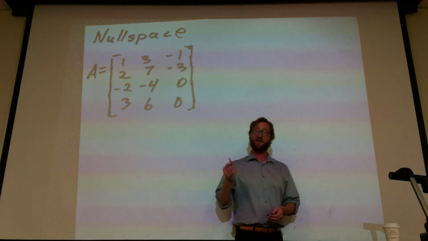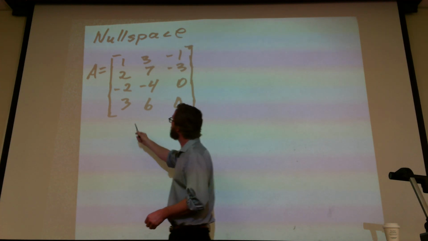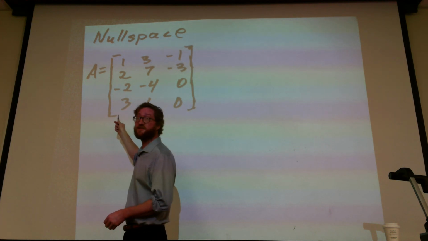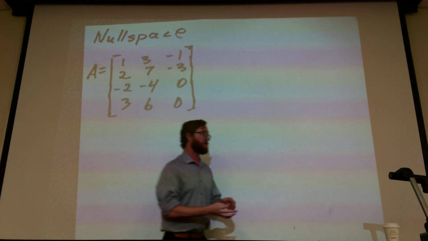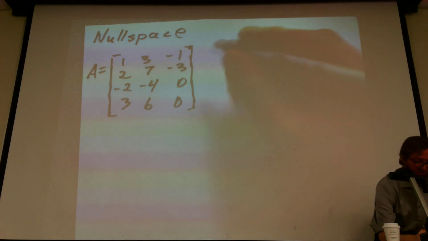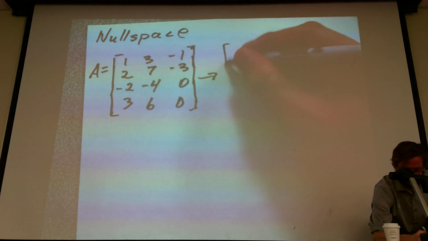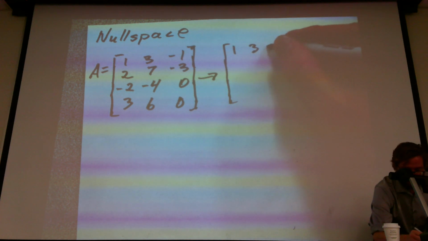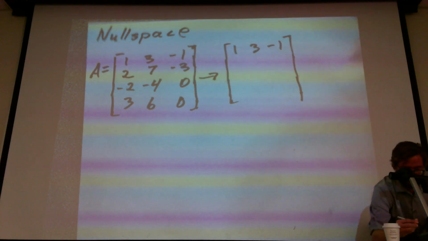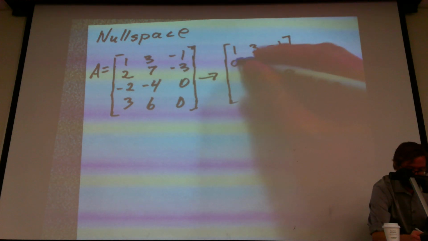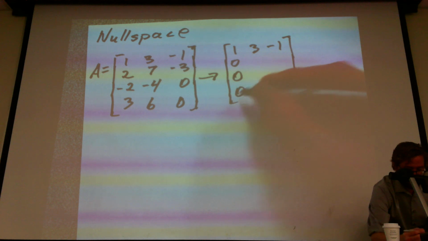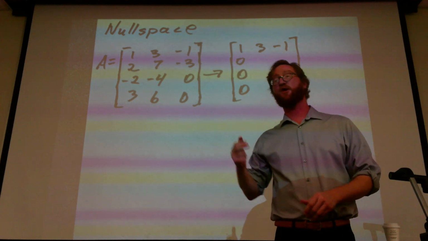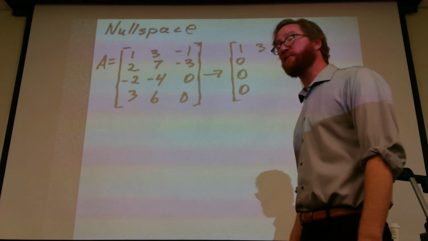So the first thing that I'm going to do is take this column right here, go straight down, and turn all three of those into zeros. That's going to be my first step. I'm going to do this as one step.